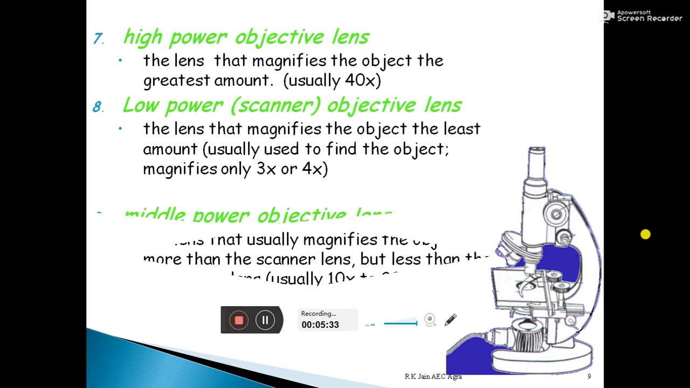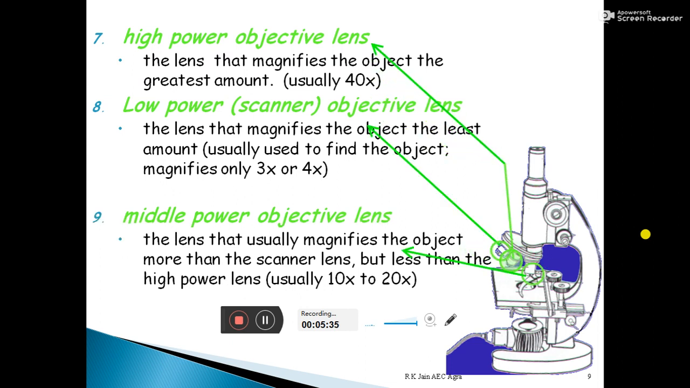There are some other parts of the microscope like the objective lens. Objective lens is the most important part of the microscope, which is basically responsible for the initial magnification. Generally two types of objective lenses are used, the low power objective lens and the high power objective lens. In some microscopes there are three kinds of objective lenses: low power, middle power and high power objective lens. Low power objective lens generally magnifies up to 10 times. The middle power objective lens generally magnifies up to 20 times, and the high power objective lens may magnify from 40 times to 100 times.